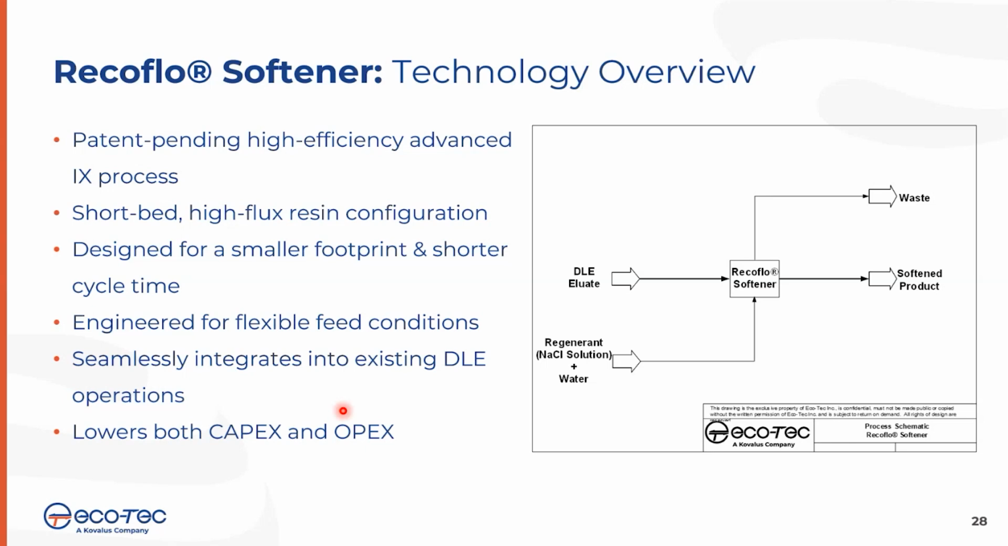If you look at the schematic, the operation is straightforward. DLE eluate enters the unit, and the output is a softened product stream. On the regeneration side, we use sodium chloride, and water for wash, and regeneration generates a waste stream.